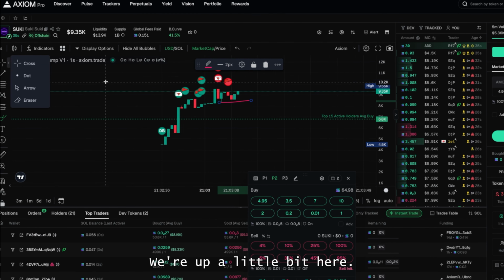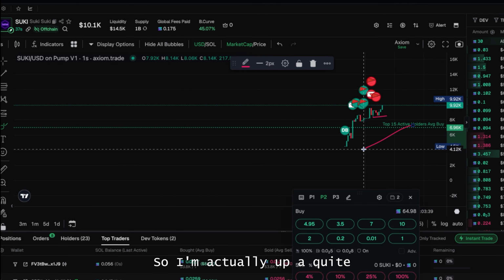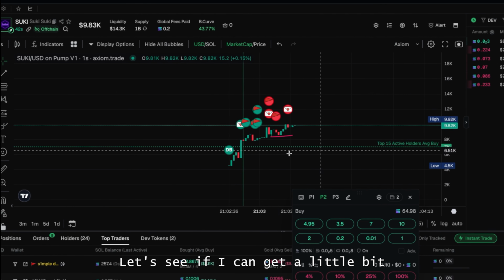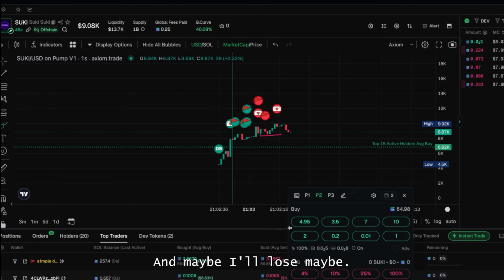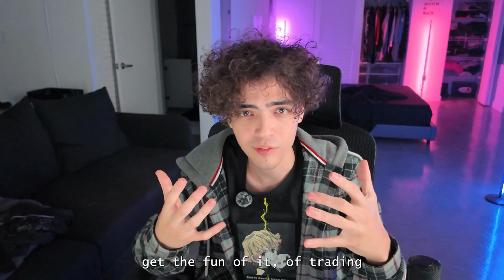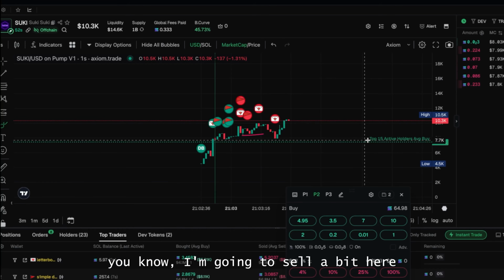We're up a little bit here, and you're gonna trade this how you were. So I'm actually up quite a little bit on this coin. Let's see what happens. Let's see if I can get a nice buy or pump or whatever. And maybe I'll lose. Maybe, oh, okay, a little bit of red. And this is what you're doing. So you kind of get the fun of trading, and you kind of get the feeling. You know what? I'm gonna sell a bit here.